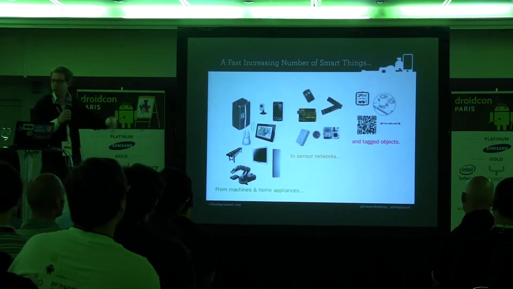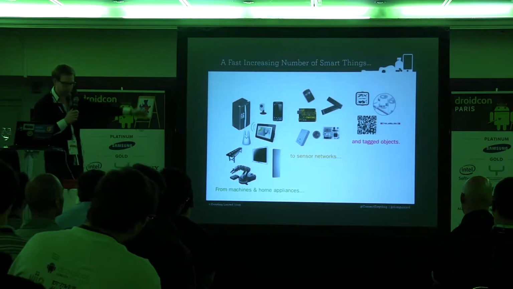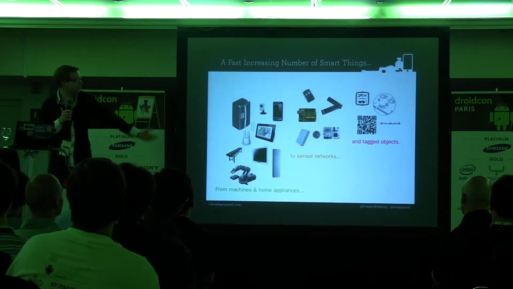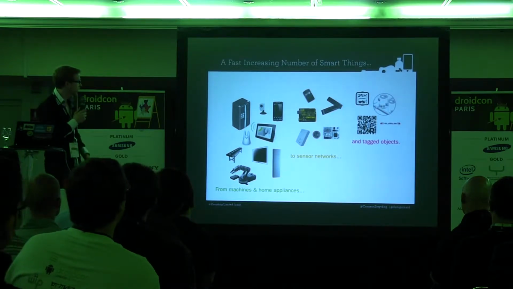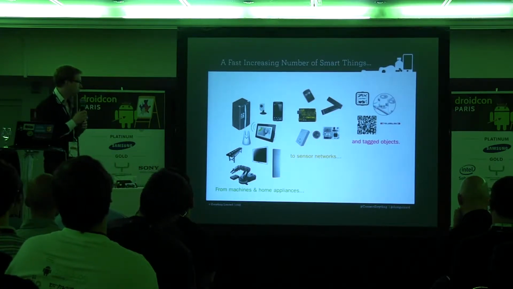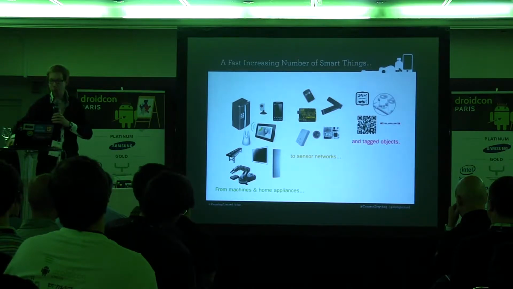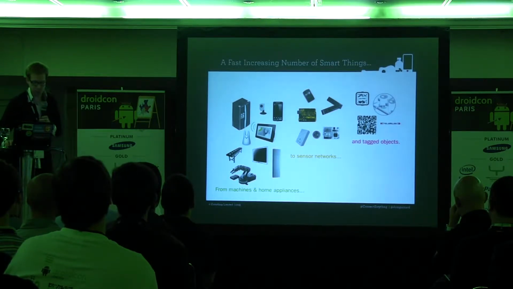So basically, if you look at the Internet of Things, the space is like that. You have three kinds of subcategories, right? You can think of tagged objects. What if you could tag this Vittel bottle? You can think of sensor networks. I have some devices here. And you can think of home appliances and machines that are connected to the web.